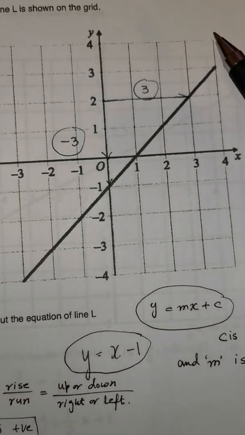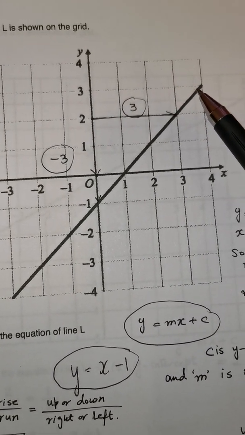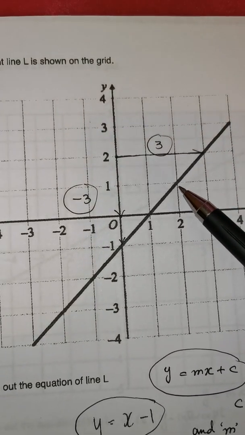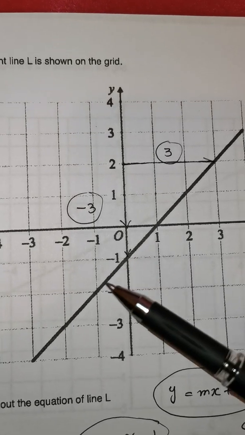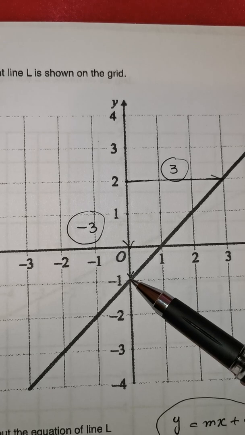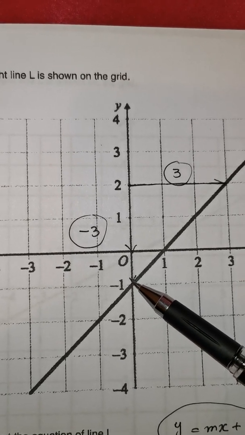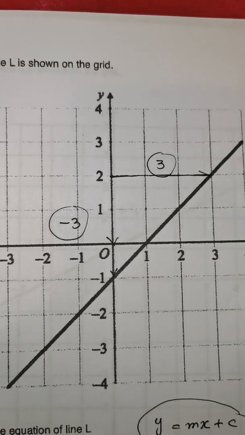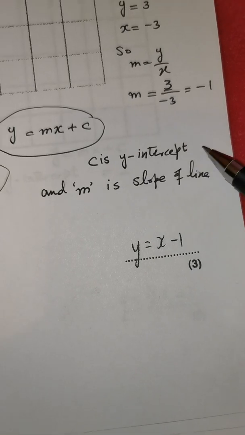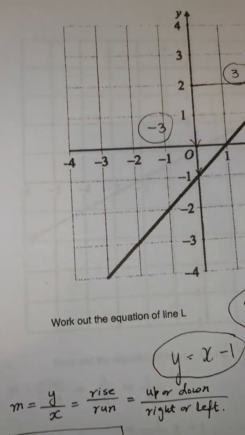First of all, we will find the value of c, meaning the y-intercept. So we will check where this line touches the y-axis. It is going to touch the y-axis at point -1. So the value of c will be -1, right? We will just write here: c is the y-intercept and the value of c is -1.